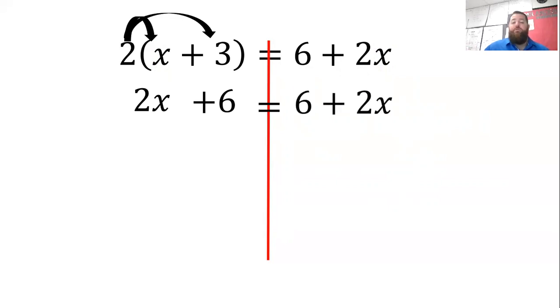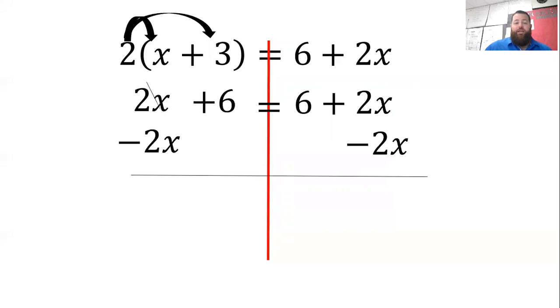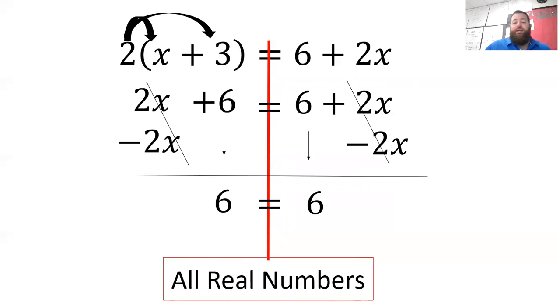Perfect. So now I need to move the smaller variable. Here's the thing, though. They're both equal. They're both 2x's. So it doesn't matter where you write minus 2x, okay? Because when you write minus 2x from both sides, they're going to cancel each other out. I'm going to bring down my 6. I'm going to bring down my other 6. Those 2x's cancel out. So I get the statement 6 equals 6. Is that true? Does 6 equal 6? Yes, it does. So my answer is all real numbers. Because that's a true statement, 6 equals 6, my answer is all real numbers.